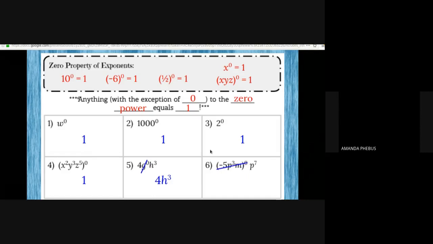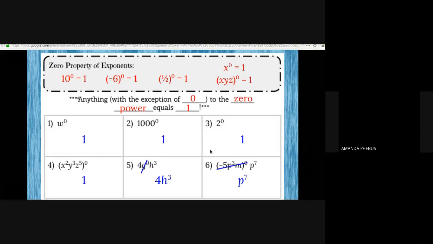All of that becomes a 1, and 1 times p to the 7th is p to the 7th. I like the 0 property of exponents. It's easy. As long as you know that it's the piece that has the 0 exponent, that becomes a 1.